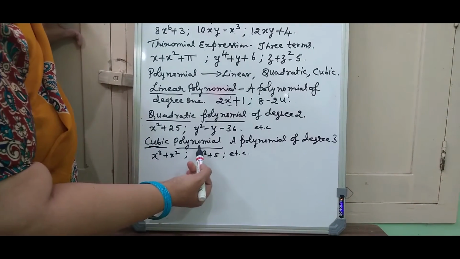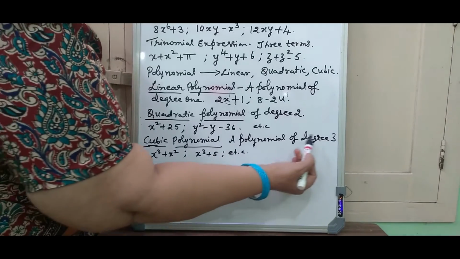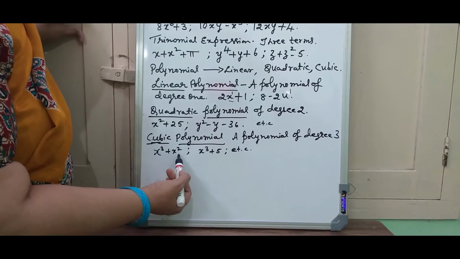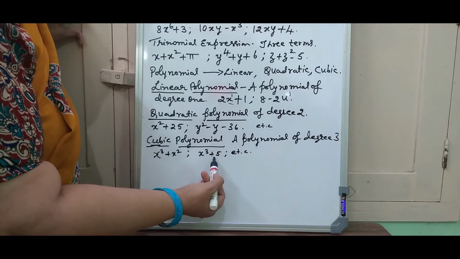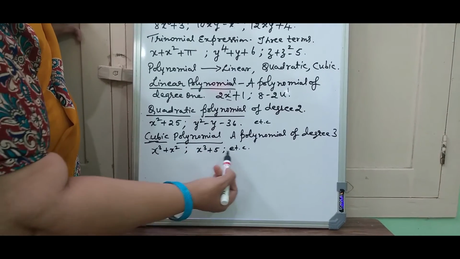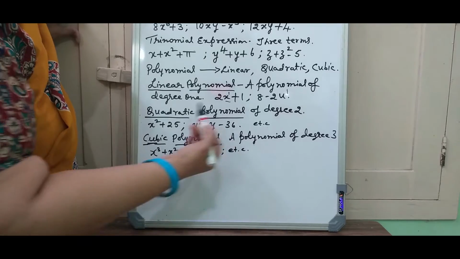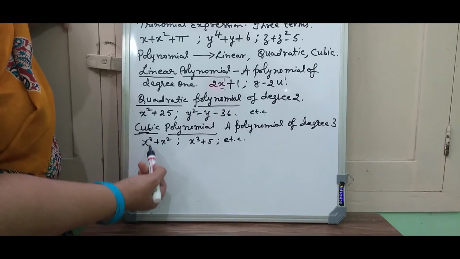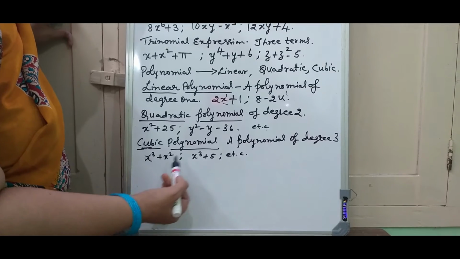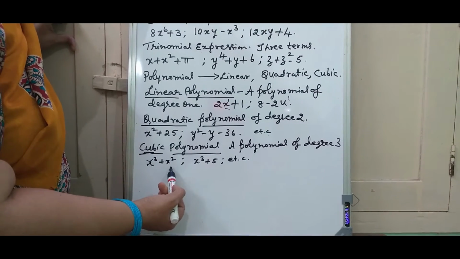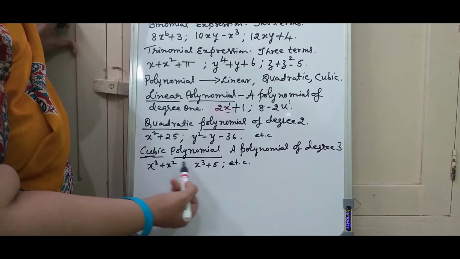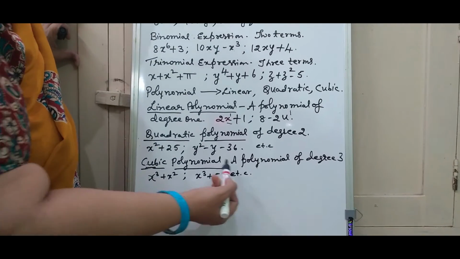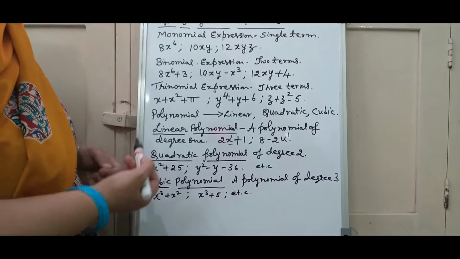Next, cubic polynomial, a polynomial of degree 3. x to the power of 3 plus x square, again x to the power of 3 plus 5, and again some more examples can be given for these cubic polynomials. In this cubic polynomial, the degree of the equation may vary. That may be a 4th degree expression, 5th degree expression, 6th degree expression. Like that the variations may also be there here.